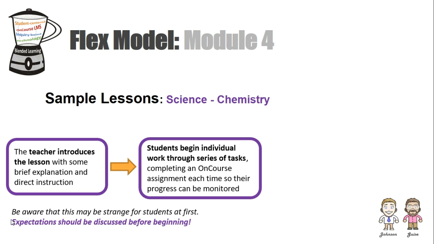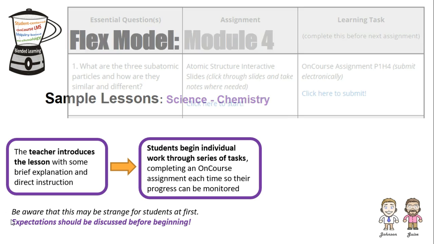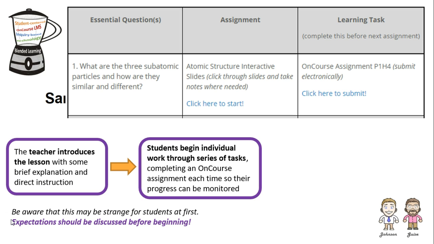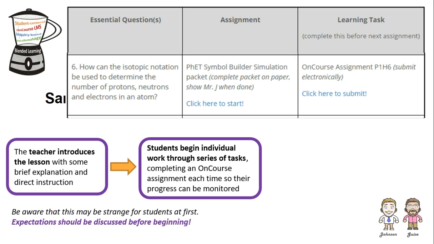Once that's over with, the students begin working on the individual series of tasks. A lot of times you'll hear these referred to as a playlist, simply a series of things that the students are supposed to work through and complete. After each completion, there's an on-course assignment that the students are to complete so the teacher can monitor their progress. In this particular lesson, I had that playlist set out using a Google site that listed the assignment. There was a link to the assignment, and then following that a link to the on-course piece that they had to complete to represent their learning.